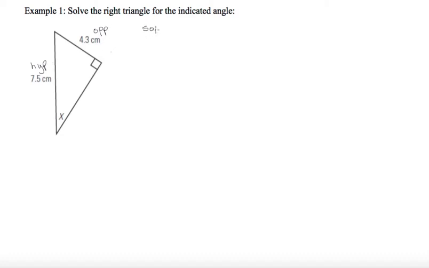And again, if we look at our SOHCAHTOA, opposite and hypotenuse, we're looking at sine. So we know that sine theta is equal to the opposite over the hypotenuse. Well, in this case, we've got sine of x, which is what our angle is called here, and the opposite is 4.3, and the hypotenuse is 7.5.